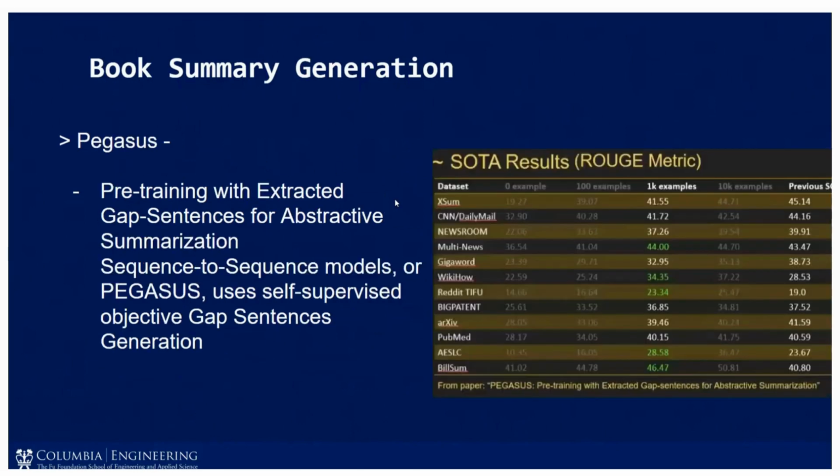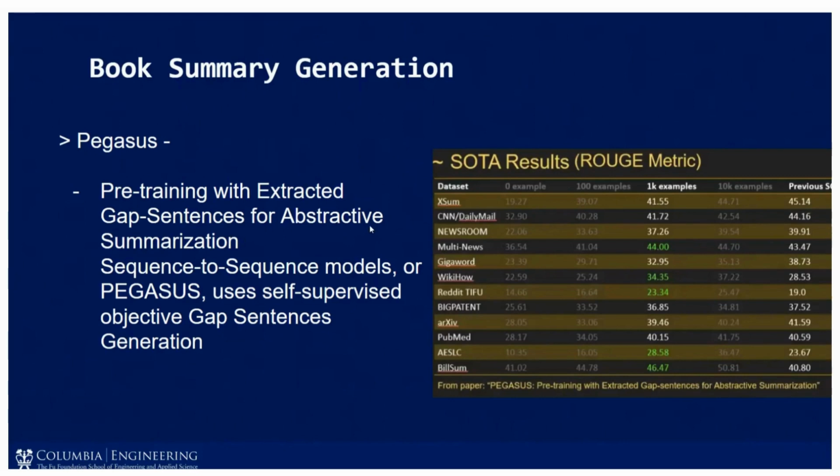Moving on to Pegasus, which is short for pre-training with extractive gap sentences for abstractive summarization. Building upon earlier breakthroughs in natural language processing, Google's Pegasus further improves the state-of-the-art results for abstractive summarization, in particular, with low resources. To be more specific, unlike previous models, Pegasus helps us achieve close to state-of-the-art results. Therefore, for this project, we have used both BART and Pegasus for book summary generation.